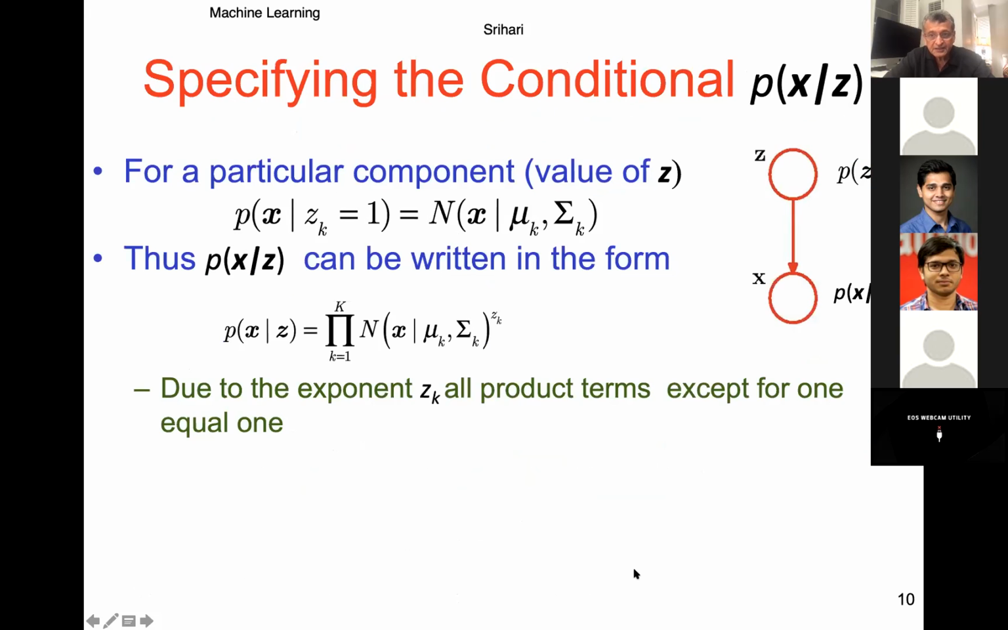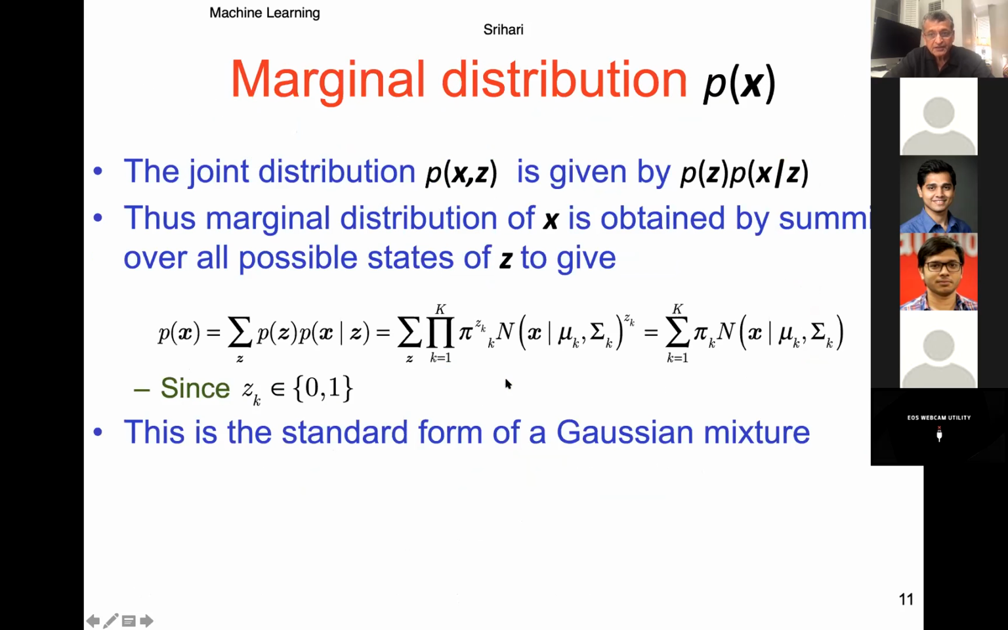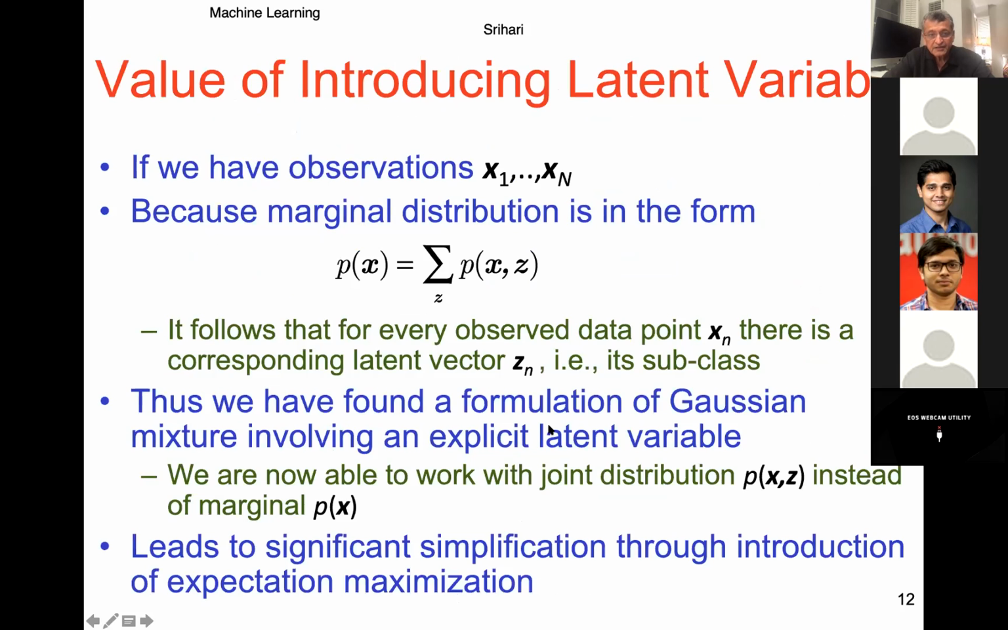Specifying the conditional probabilities. The conditional probabilities are Gaussians here. And then specifying the marginal distributions. Okay, those are all being plugged in here, the standard form of a Gaussian mixture. And then introducing the latent variable, some kind of a viewpoint of that. We have found a formulation of a Gaussian mixture involving explicit latent variables.